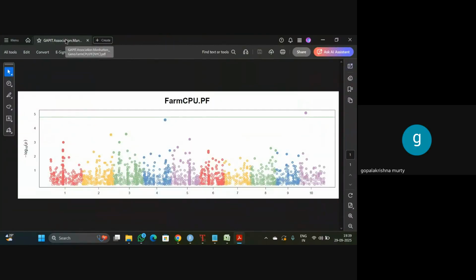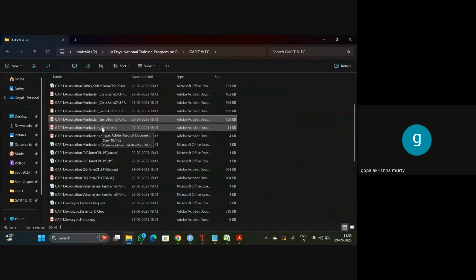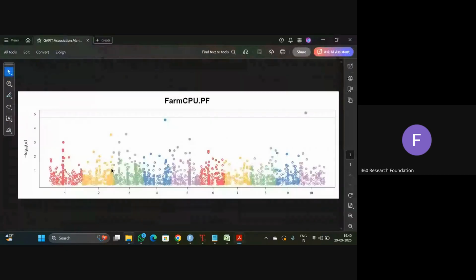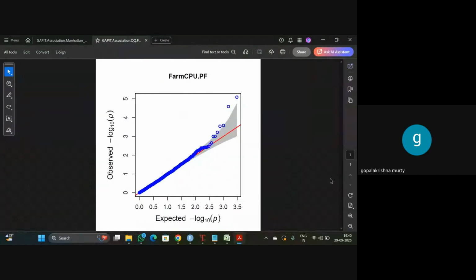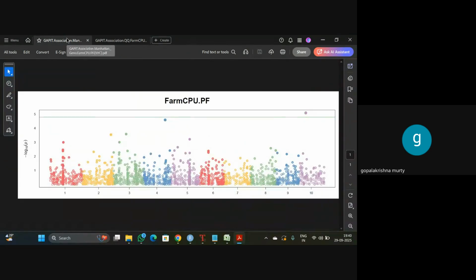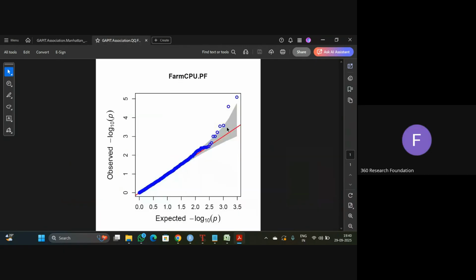Sir, in general, I have one doubt. Tell me. How much criteria will we follow for the log value? Log 5 or log 6 or log 3 or log 4? Come again, your question: you are asking about the threshold level in general? Yes, threshold level. How much threshold level will we follow?